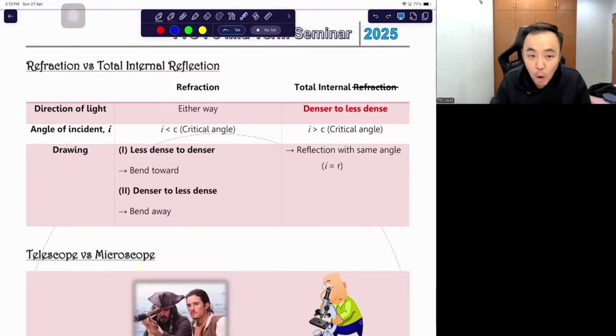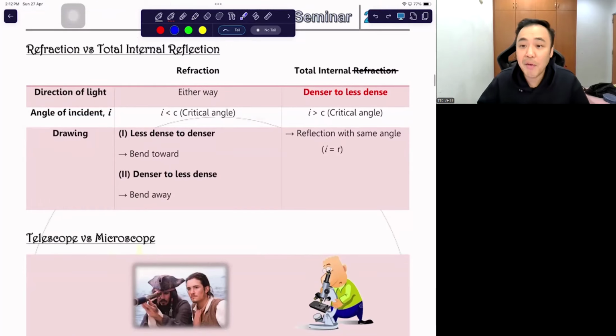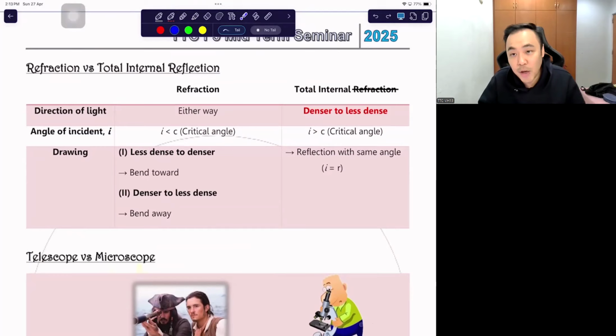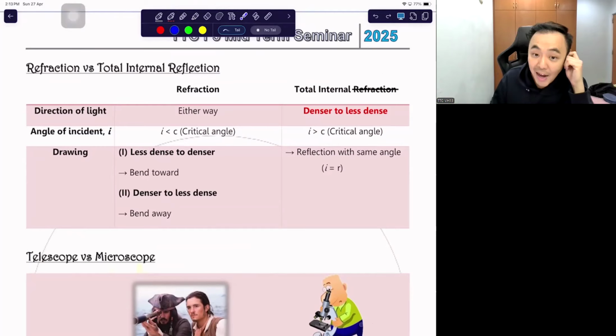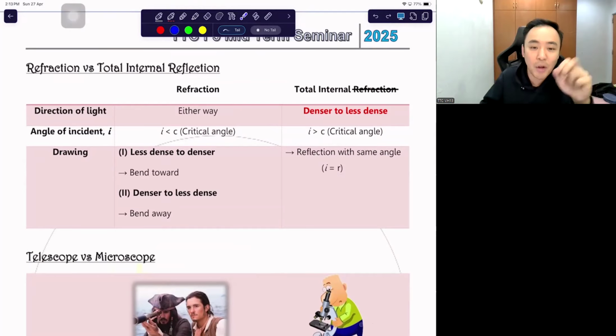Then that's why, how do you draw it? If it's less dense to denser, you bend towards the normal, and going to less dense, you bend away. But if it's total internal reflection, now your keyword is reflection. You know what I mean by reflection, right? It's like a mirror. Imagine you have a piece of mirror and the light bounces back. So normally the angles are the same. You treat it like a mirror, but total internal reflection happens in transparent things like water and glass, and they behave like a mirror. That's why it's a special condition.